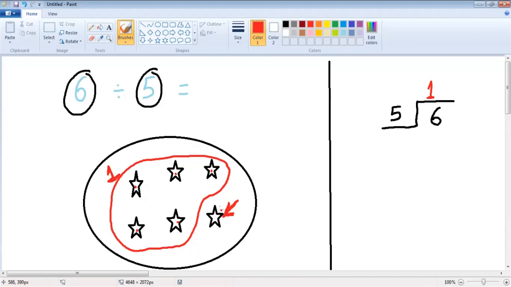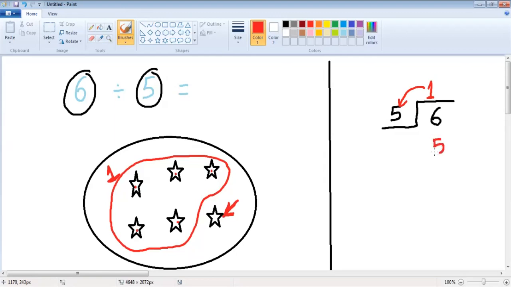Can we make another group of 5 stars? Inside this circle, can we find more stars? Only one star. Can we make another 5? No, we can't. So it's only one group of 5. Then multiply 1 by 5. What is 1 times 5? 1 times 5 is 5.